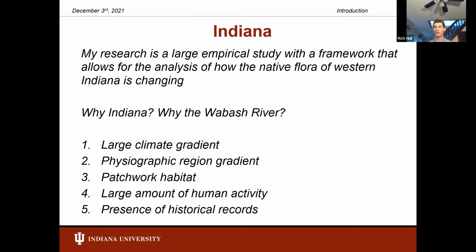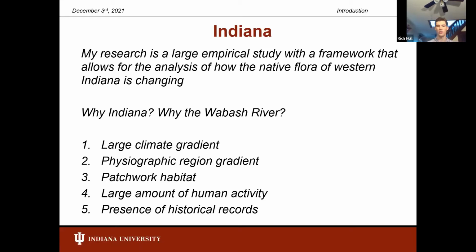The first is that there's a large climate gradient over this region. So I can analyze to see whether plants are moving latitudinally in response to climate change. There's similarly a physiographic region gradient, where we can see if plants are able to move out of ecoregions that they may be well adapted to into regions where they may not be as well adapted to. We have patchwork habitat, so we have land cover that is not necessarily conducive to plant migration, but we want to see if they're able to migrate anyway.